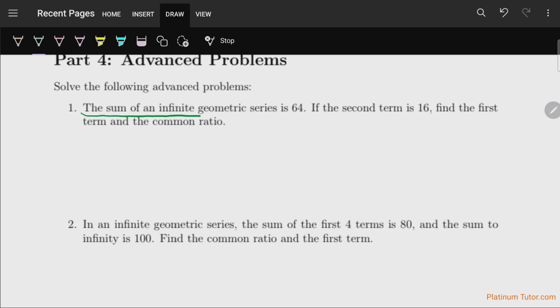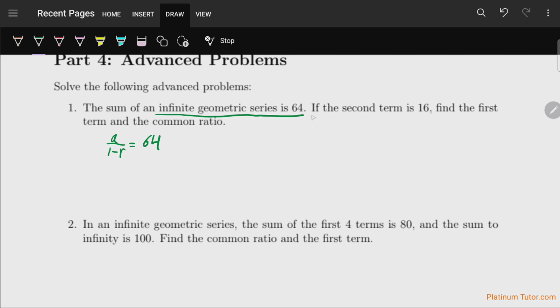Okay, so let's read through this. It says the sum of an infinite geometric series is 64. If the second term is 16, find the first term and the common ratio. Okay, so let's just write down some of the stuff that we know. We know that the sum of the infinite geometric series is 64. So if we're using this formula, S infinity is 64. So I'll write A over 1 minus R is 64, right?